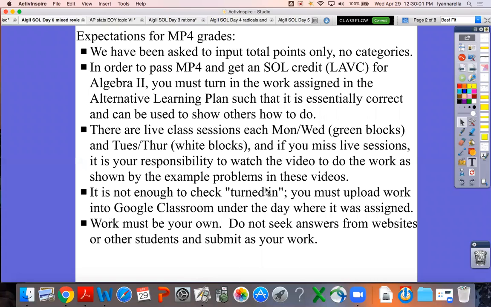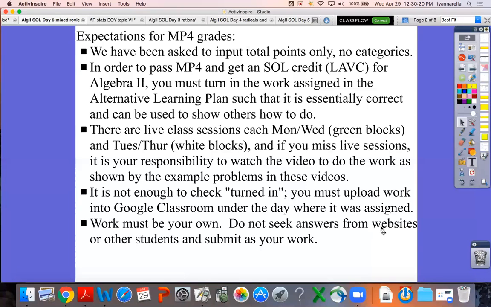And then also some of you check the turned in box on the assignment tabs and you don't actually upload anything. Just clicking turned in is not enough for me. I can't take your word for it that you did it and it's somewhere in your house. If you don't upload it and I don't see the work, you get no credit for the points for that day. And then the last thing is please make the work your own.